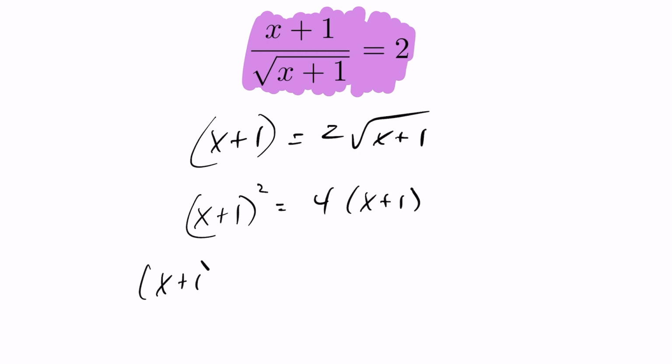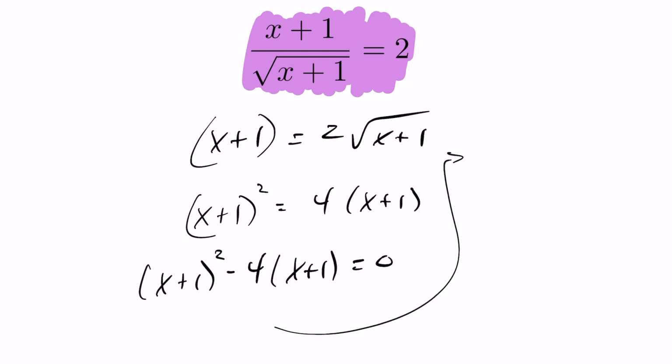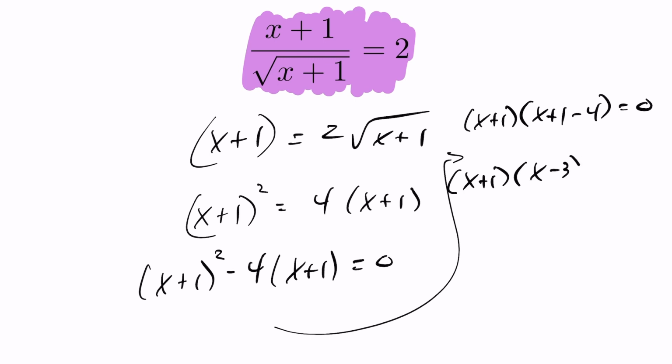Now, you could expand this out, but I'm noticing that if I do bring everything to one side, I can go ahead and factor out the x plus 1, leaving me with (x plus 1) minus 4 equaling 0, in which case I get (x plus 1) times (x minus 3) equaling 0, and we find our two roots here of negative 1 and 3.